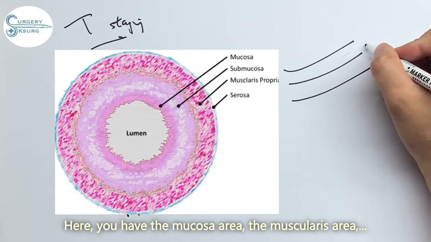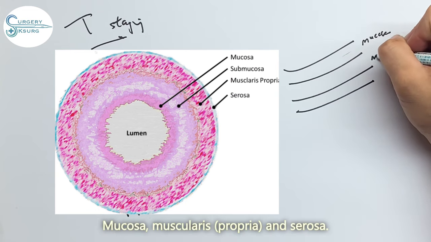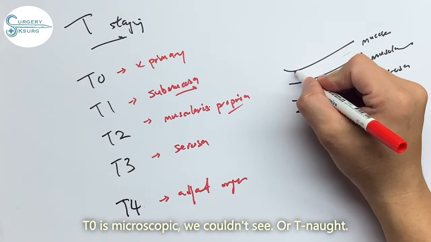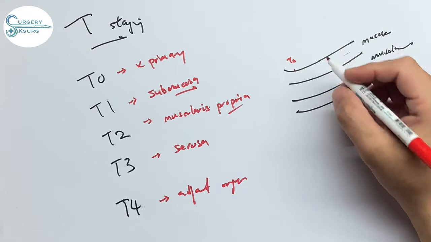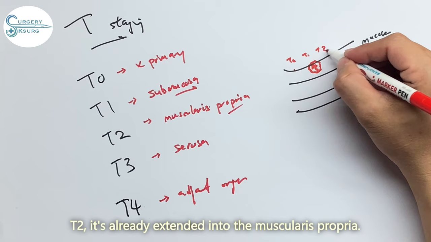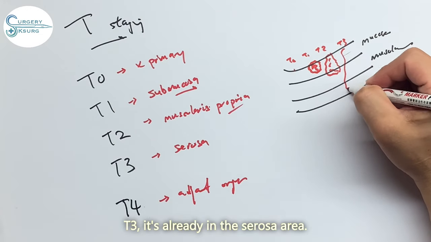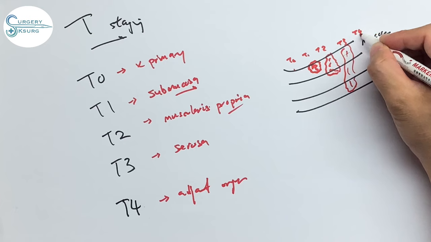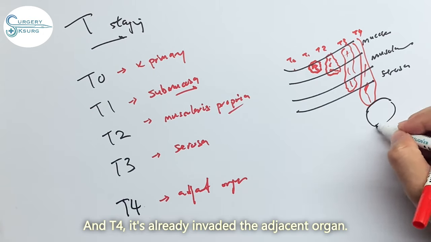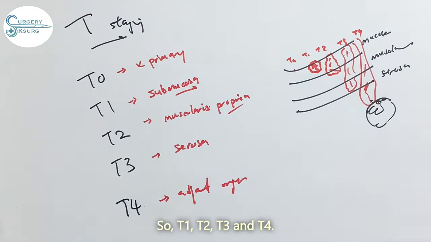You have the mucosa, you have the muscularis, and you have the serosa layer. So T0 is microscopic, we couldn't see it. T1 is just at the submucosa. T2 has already extended to the muscularis propria. But T3 is already at the serosa area. And T4 has already invaded the adjacent organ. So T1, T2, T3, and T4.